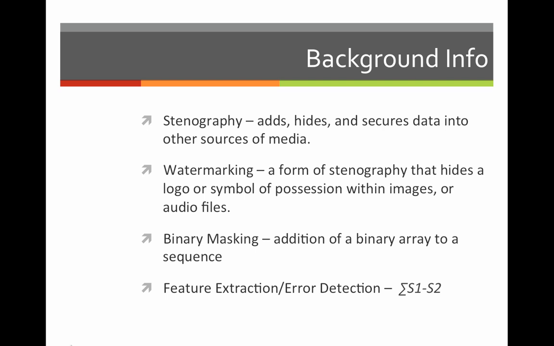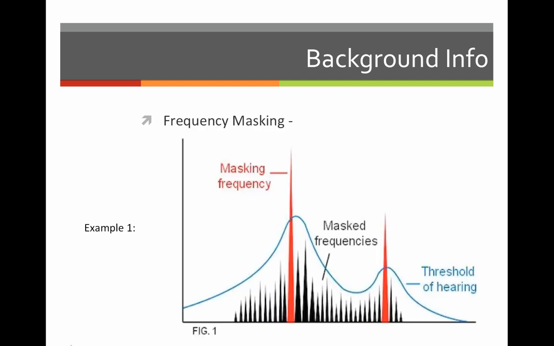Next is binary masking, which is the technique we'll be encoding the hidden message with. Basically, it is an addition of a binary array to a sequence. And we have feature extraction, which is the comparison of one signal to the next, and the difference between the two will determine if the signal has been altered in that instance.